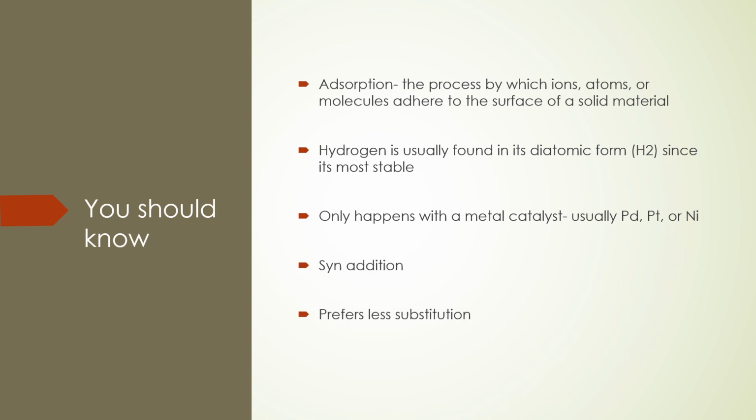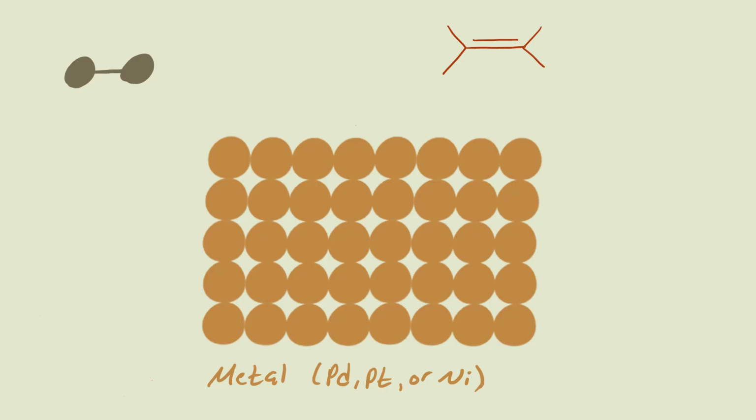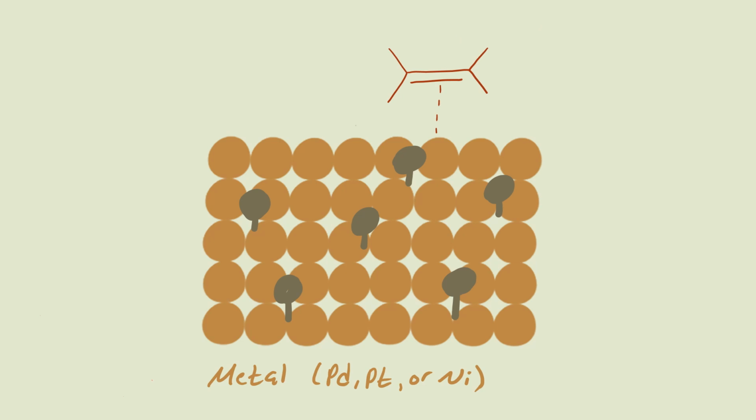This reaction adds in a syn manner and it prefers less substitution. Even though hydrogen is usually found in its diatomic form, it can adsorb onto the surface of the metal. This either partially or completely breaks the bonds between the hydrogens. When an alkene gets near the metal, it complexes with it. The 2 hydrogens are added sequentially, or one at a time.